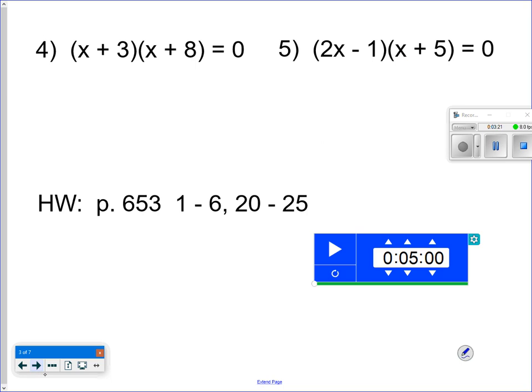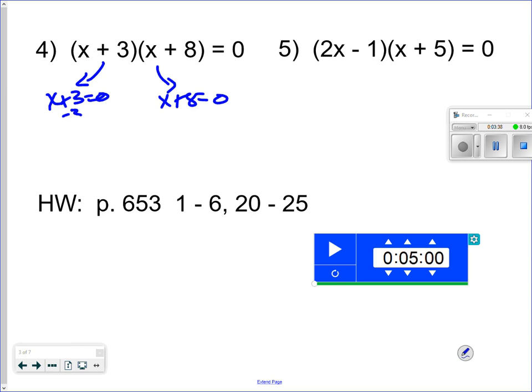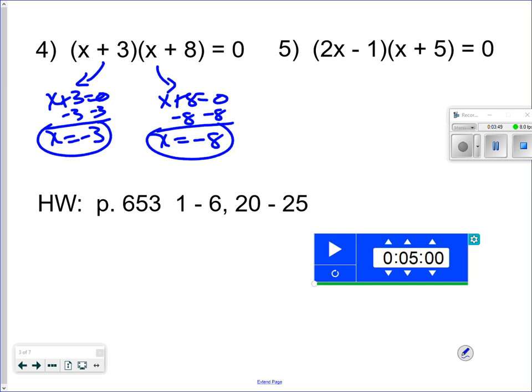Okay, we're just going to do two quick other ones, and then you can go ahead and start your homework, and you can put it on pause. If you think you know what you're doing already, you can go ahead and hit pause. First one, we'll pull this out. X plus 3 equals 0. X plus 8 equals 0. Subtract both sides. First solution, negative 3. Subtract both sides. Second solution, x equals negative 8.